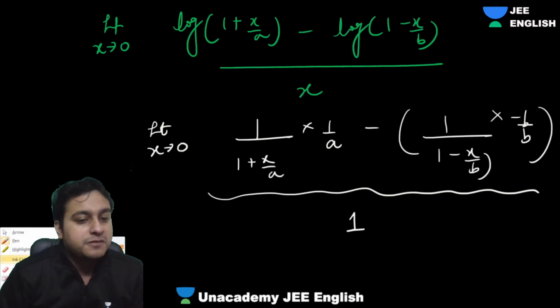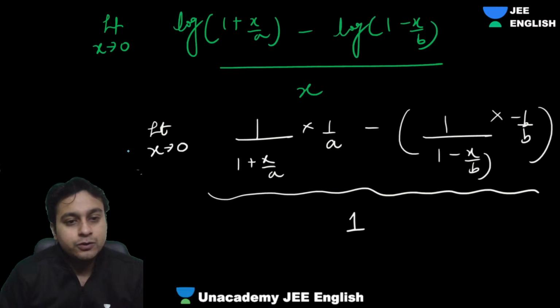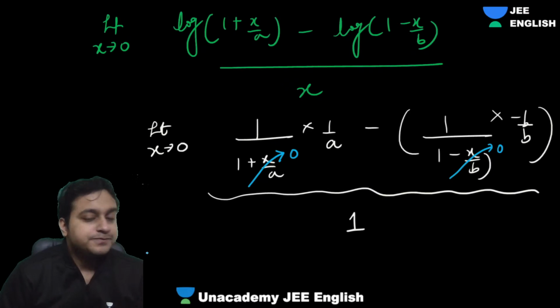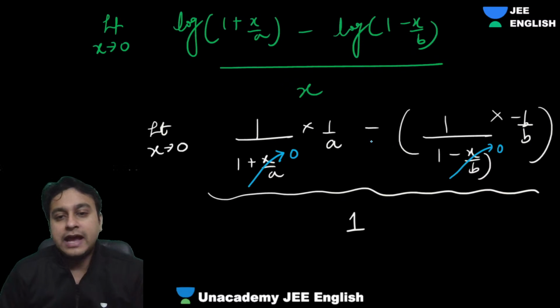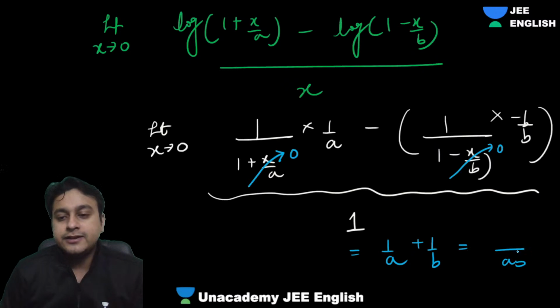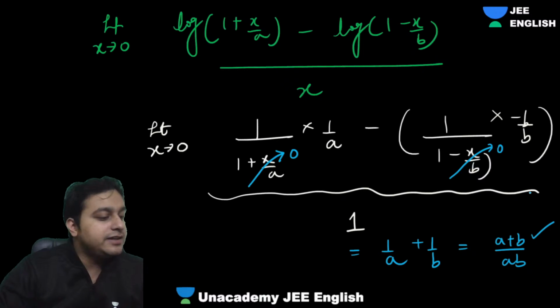Whenever the 0 by 0 form is removed, my dear students, you can put x directly as 0. So this will be 0 and this will be also 0. Got it? Okay. So now the limit will be nothing but 1 by a minus plus 1 by b. If you take the LCM as ab, we will get a plus b upon ab. That is the answer. Such an easy method, guys.